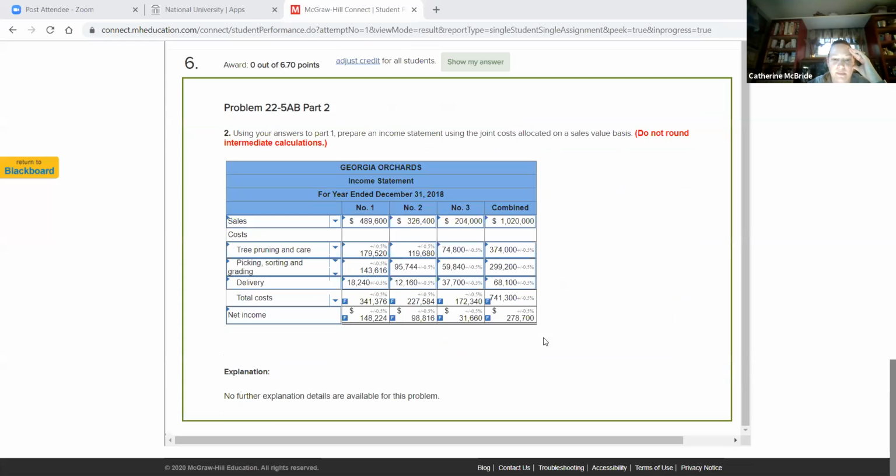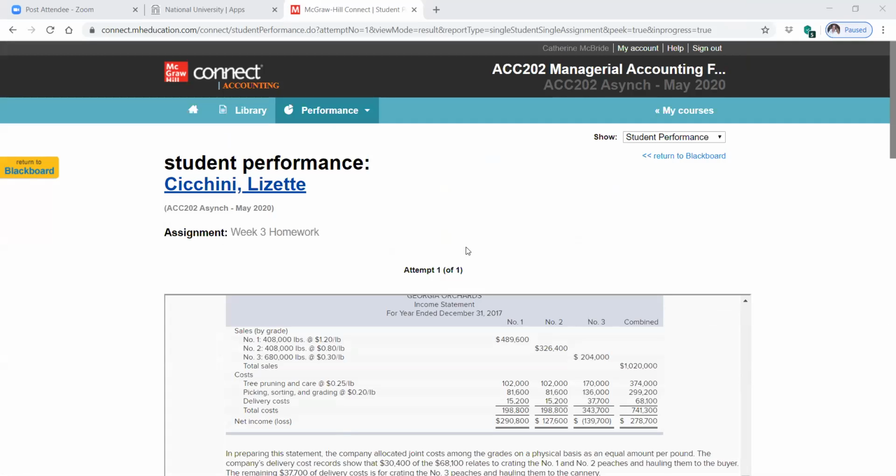Better? Yeah. I think I'm trying to see because I know it's different. So the company's delivery cost record shows 34.